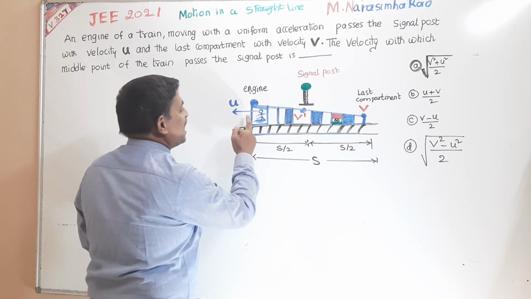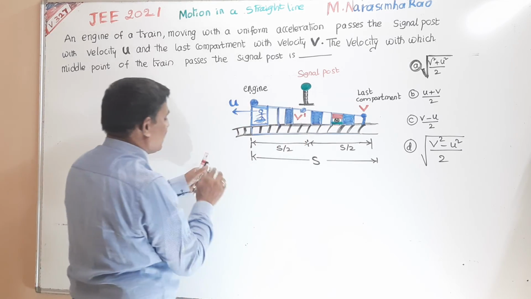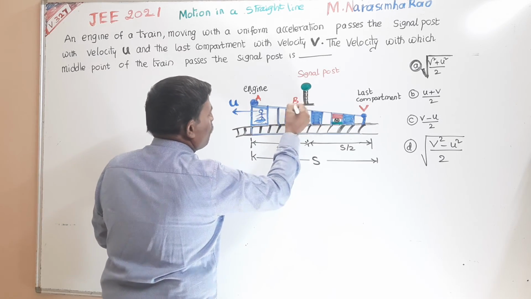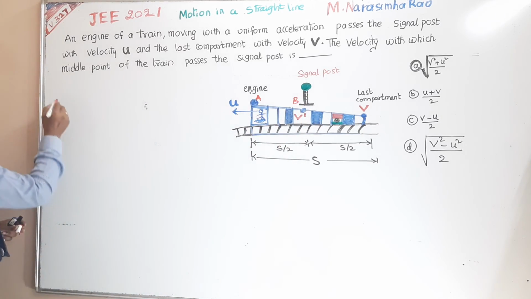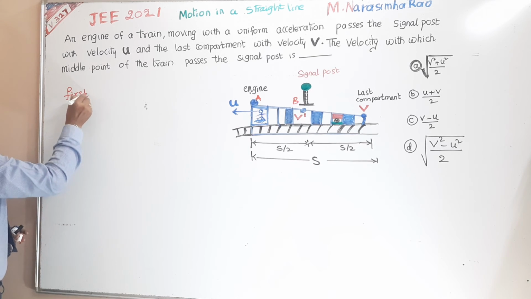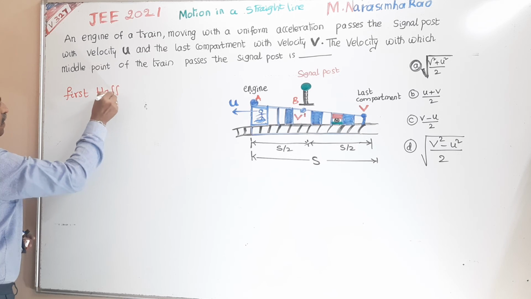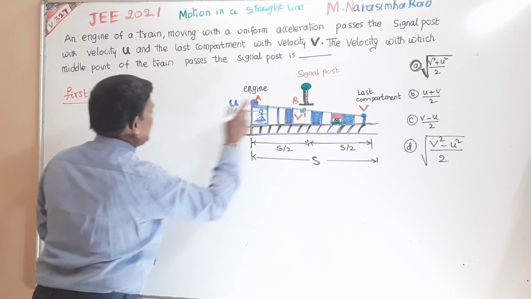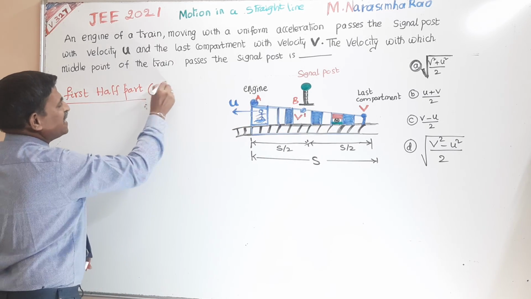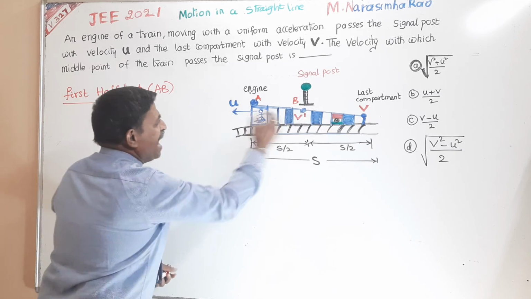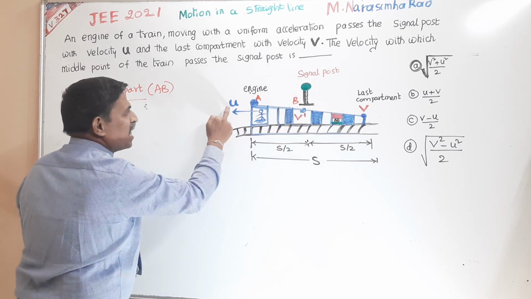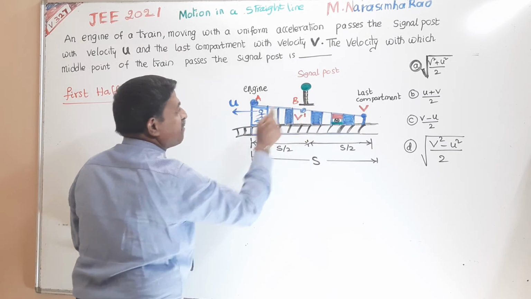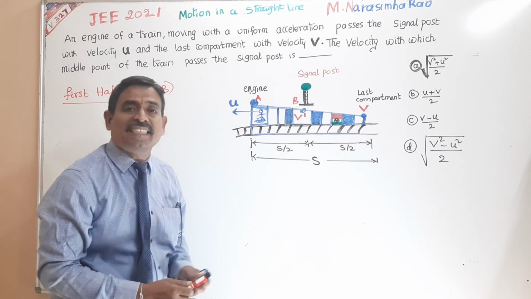Now, I am taking the first half part of the train, AB. Please listen. This is the engine. It is crossing the signal post with a velocity u. The middle point of the train is crossing the signal post with a velocity V dash. This distance is S by 2.